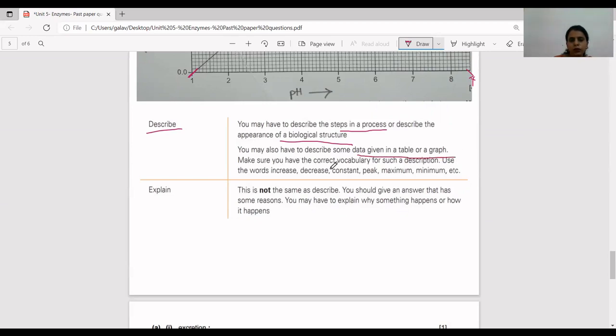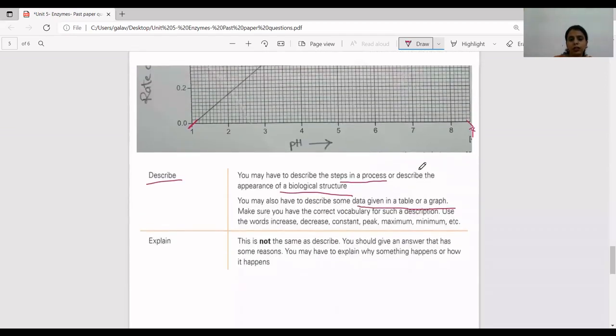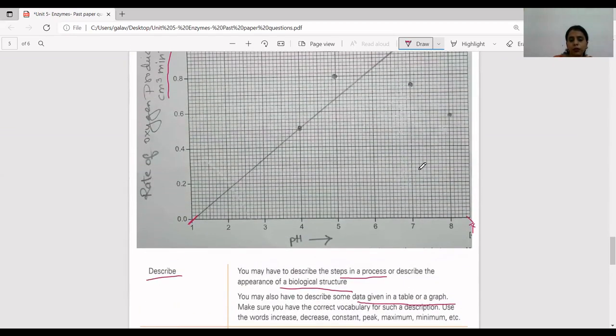Okay, make sure you have the correct vocabulary for such a description, and use the words increase, decrease, constant, peak, maximum, minimum, etc. Along with this, from your table and from your graph, you should also quote the data. Okay, this is very important. You should quote any kind of data from the table in order to describe your table or graph, in order to answer these describe questions.